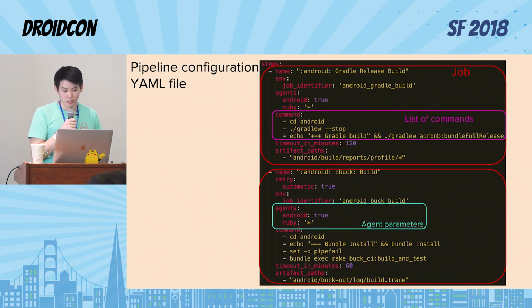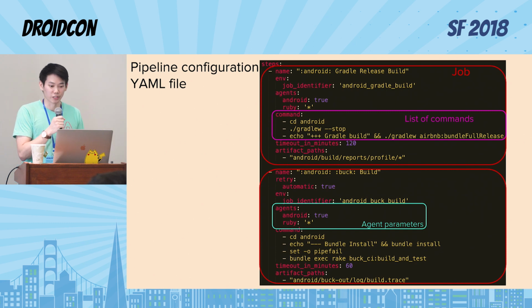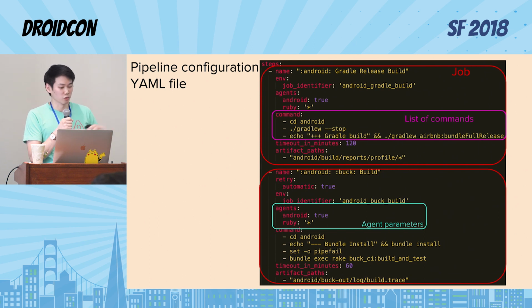And this slide here just shows an example YAML file. So this isn't going to be a Buildkite tutorial or anything, but just little snippets here and there to show how we use it. Highlighted in red is what we call a job. There's two jobs here, one for Gradle, one for Buck down below. And so these are all run in parallel. In purple, you see the list of commands.